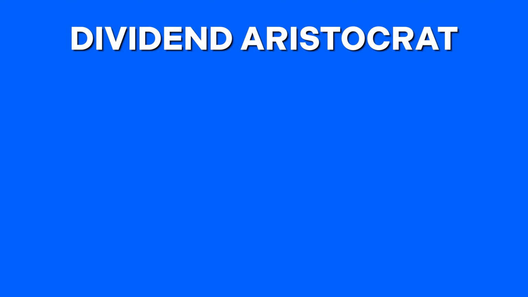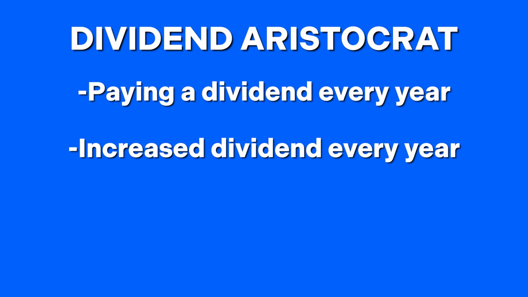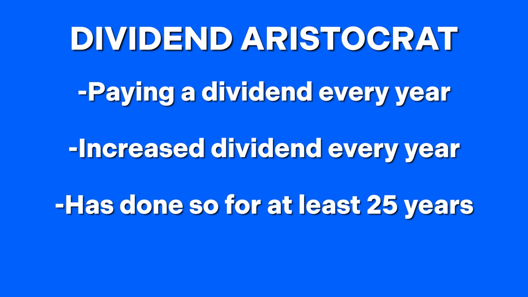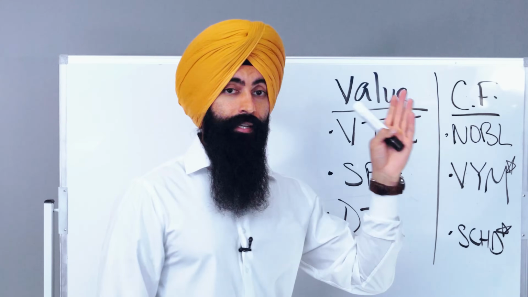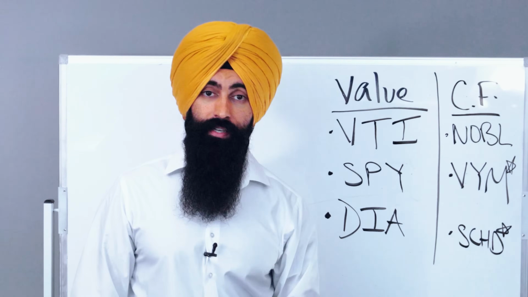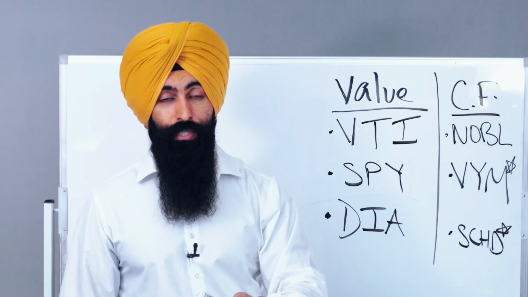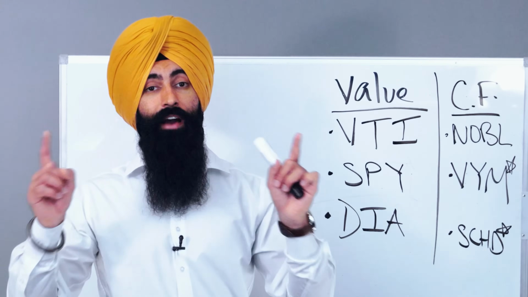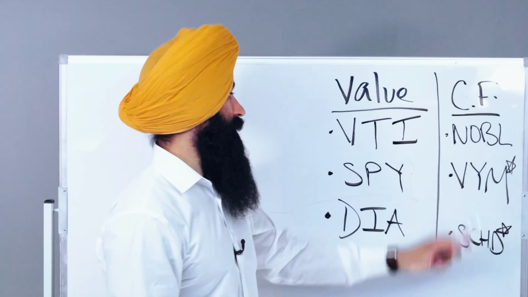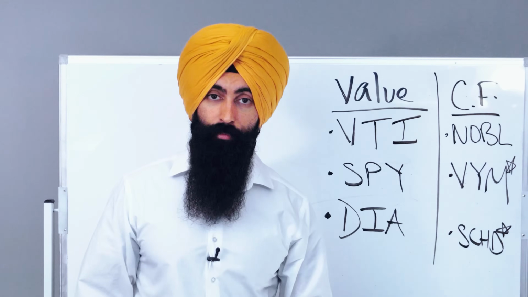A dividend aristocrat is a company that has been paying and increasing its dividend every year for at least the last 25 years. So this is investing in companies that have paid out and increased their dividend every year for at least the last 25 years that are also one of the 500 largest companies in the stock market. That's what this ETF gives you exposure to.